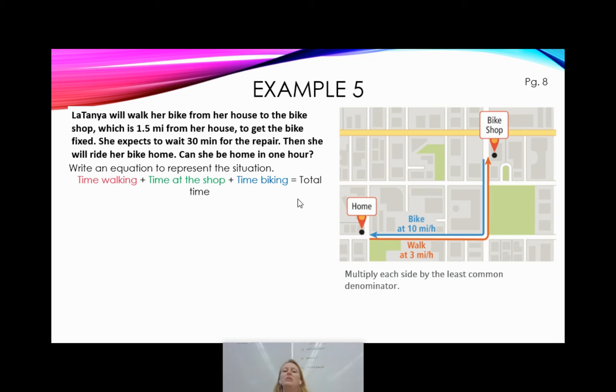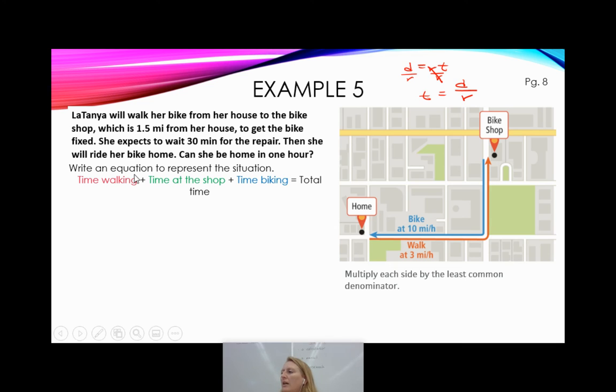I'm going to use a T for time because I don't know if we're going to make it in an hour or not, but we're going to find out. So the time walking plus the time at the shop. Now, this is where it gets a little crazy. You have an old formula that you probably learned in like 7th grade. Sometimes it's referred to as DIRT. D equals RT. Distance equals rate times time. If you divide both sides by R, you figure out what T is: T equals distance over rate. So that's what I'm going to do.